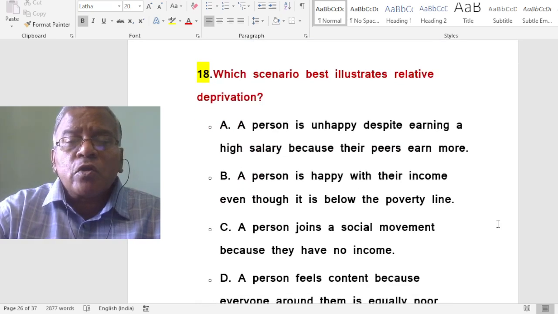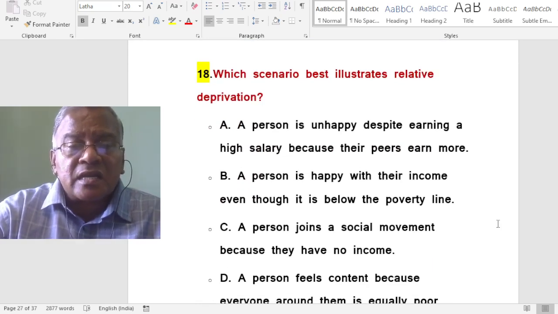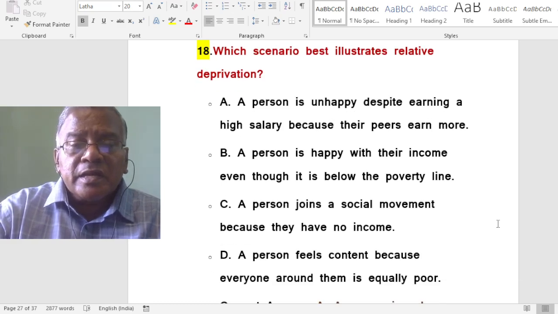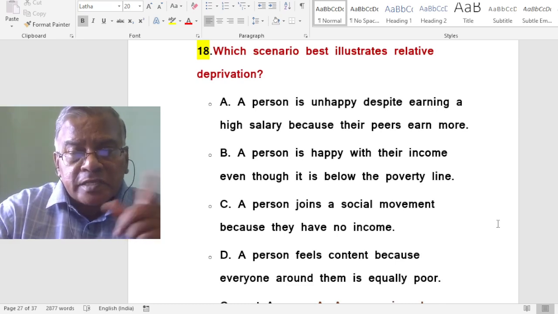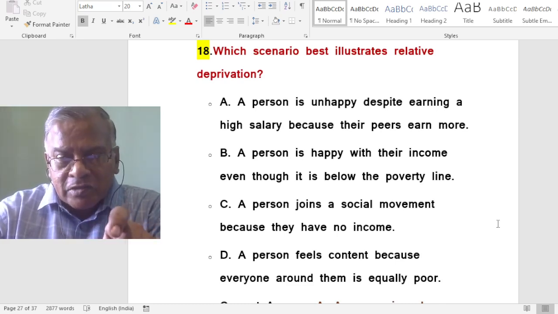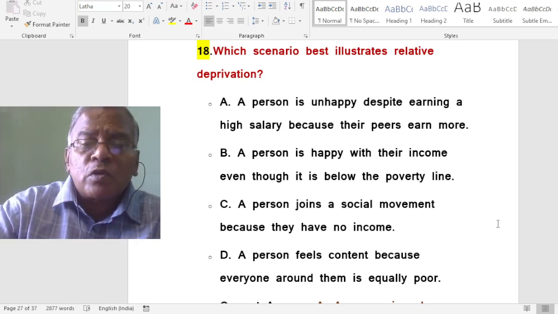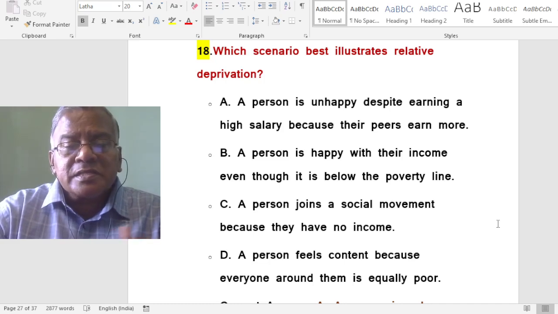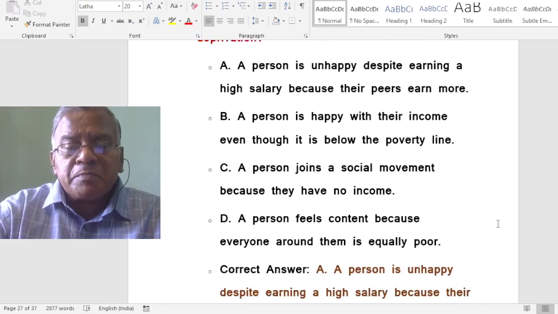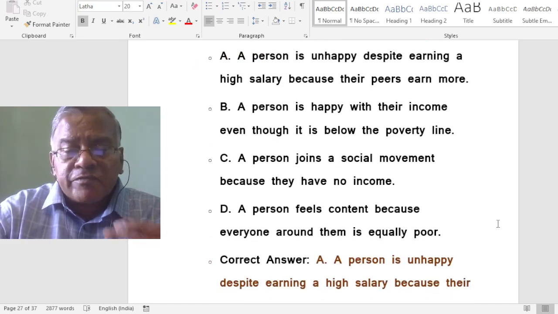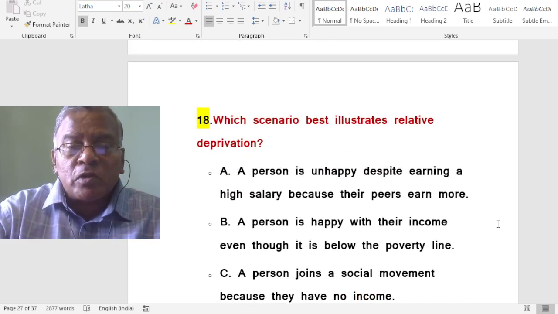Which scenario best illustrates the relative deprivation? A. A person is unhappy despite earning a high salary because their peers earn more. That is a particular situation. B. A person is happy with their income even though it is below the poverty line. C. A person joins a social movement because they have no income. D. A person feels content because everyone around them is equally poor. So which is the right one?